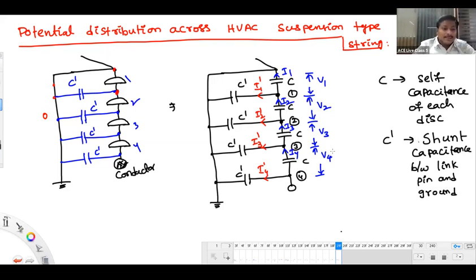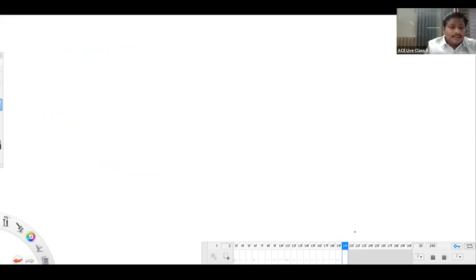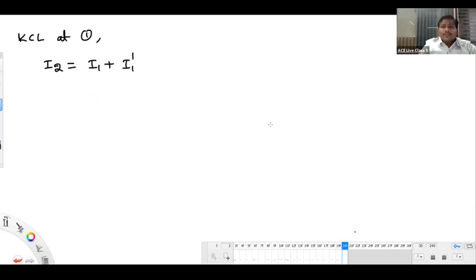For that purpose, simply I will be applying KCL at node 1 first. So KCL at node 1 means what? I2 is a current injection. Outgoing currents are I1 and I1 dash. So I2 equals I1 plus I1 dash. By using that, we will try to get the relation between the voltages. KCL at node number 1 will give I2 equals I1 plus I1 dash.